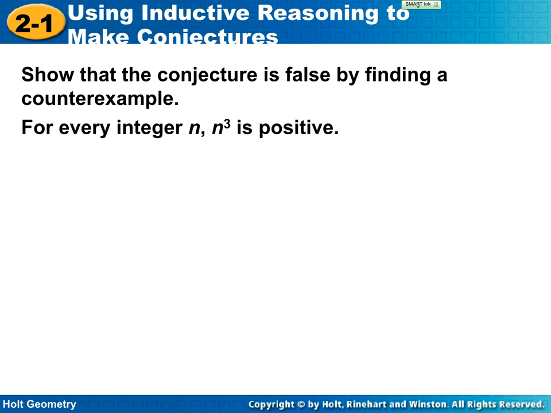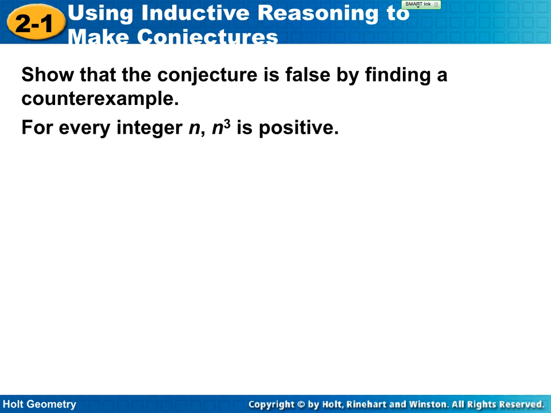Okay, so he tried -3, and when he cubed it, it was not positive, it was negative. So Sam came up with a counterexample, with his n being -3. Were there some others? -1 was a counterexample. -2 would be a counterexample. Any negative number in this one would be a counterexample.